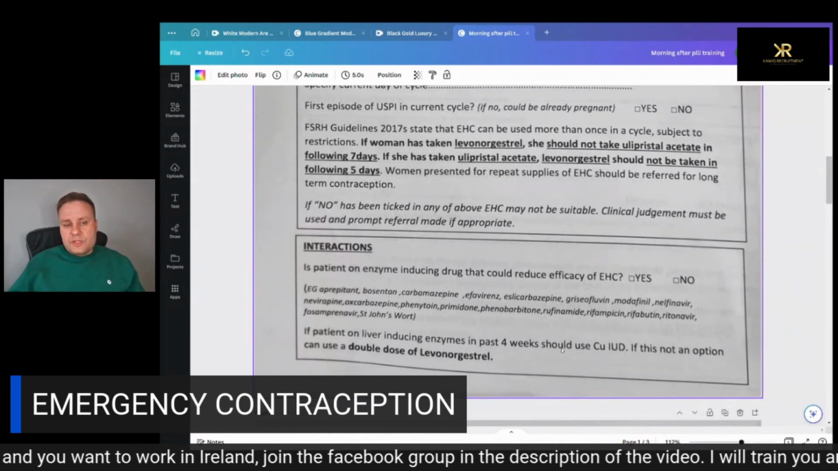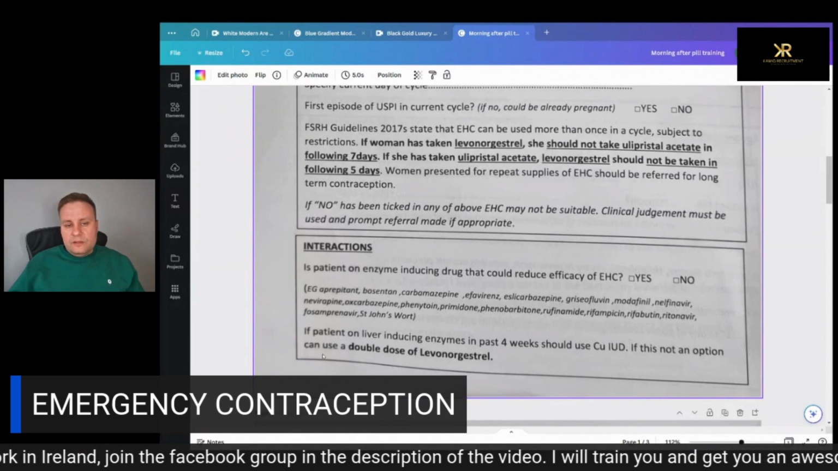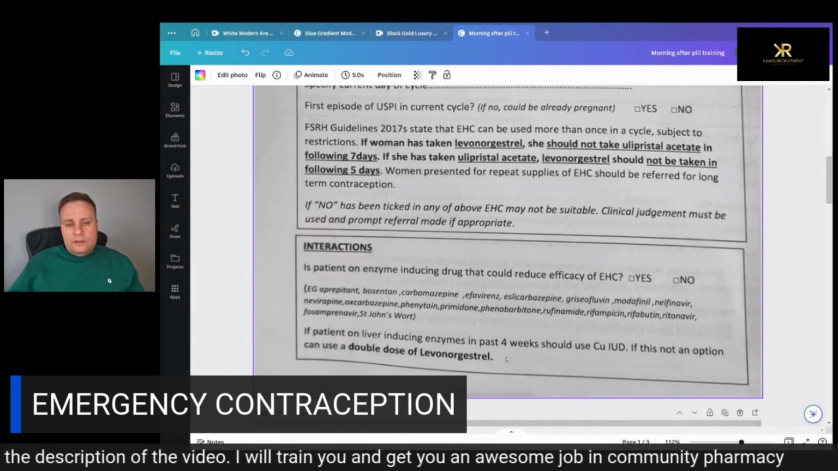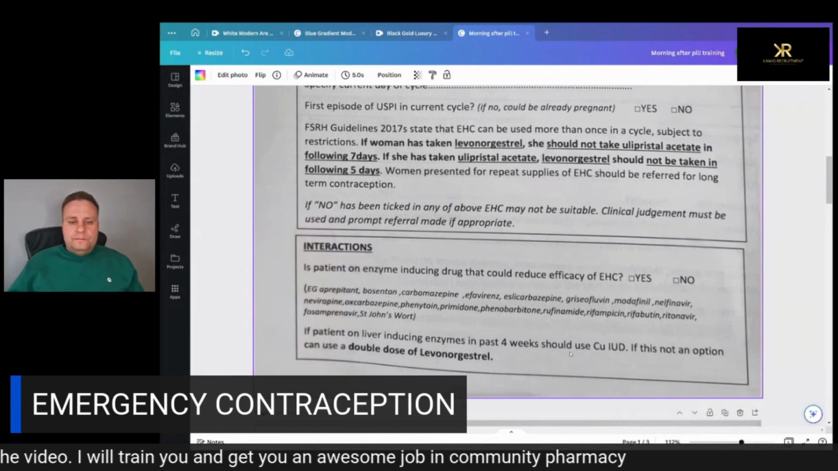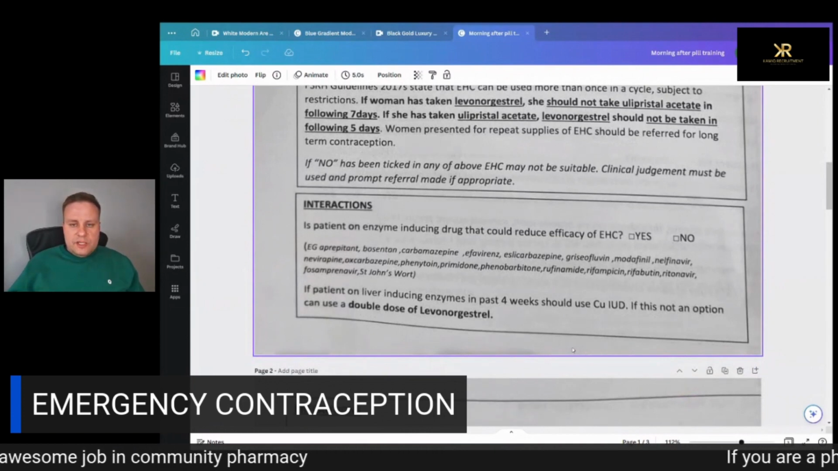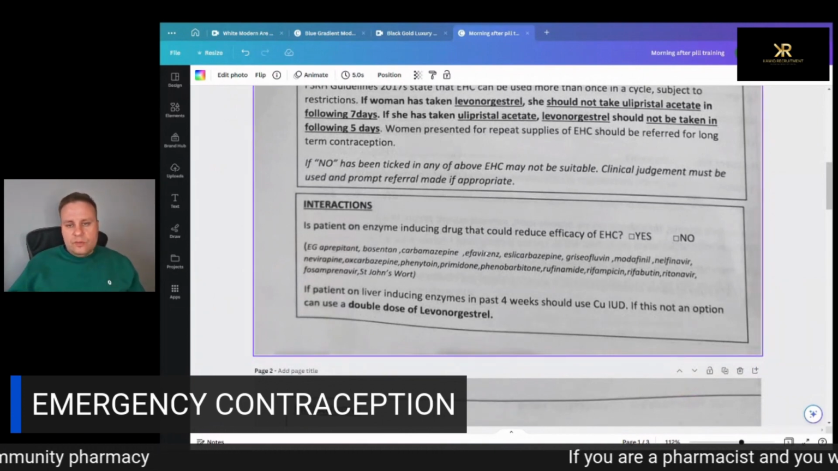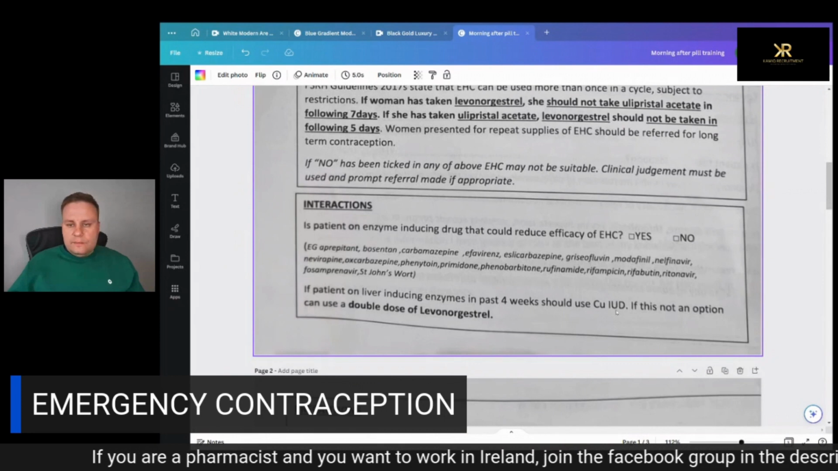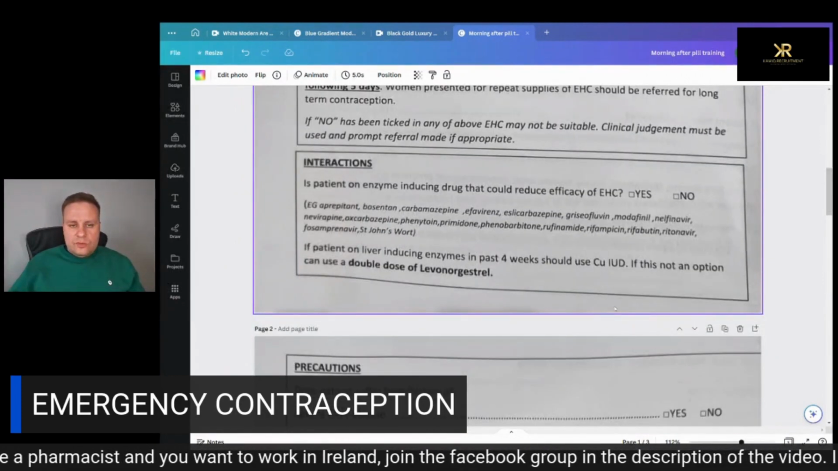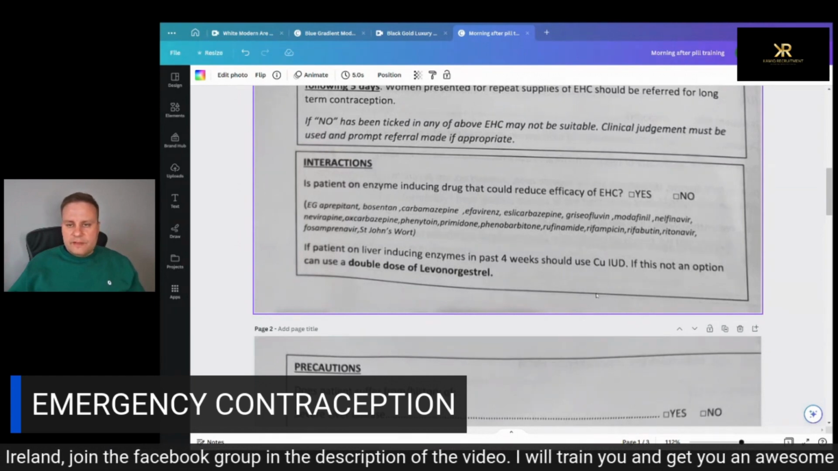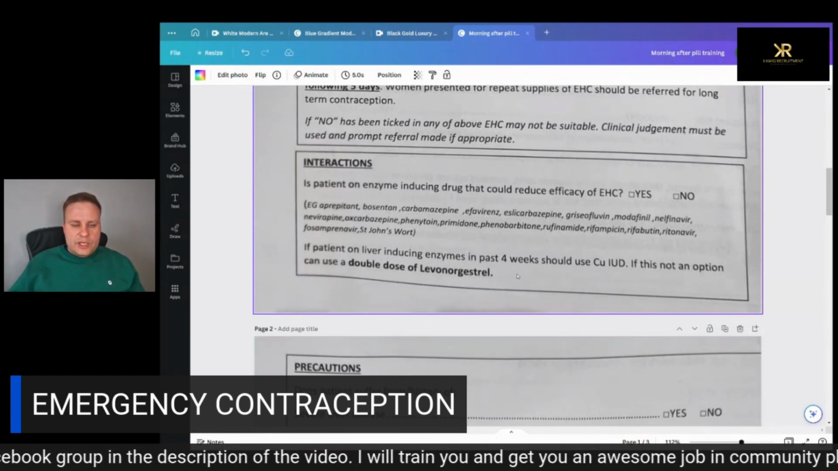If this is not an option, you can use a double dose of levonorgestrel. So yeah, you have to use your professional judgment. Either double dose of this or refer to the coil. You obviously have to go through with the patient the possible risks and side effects for each option.